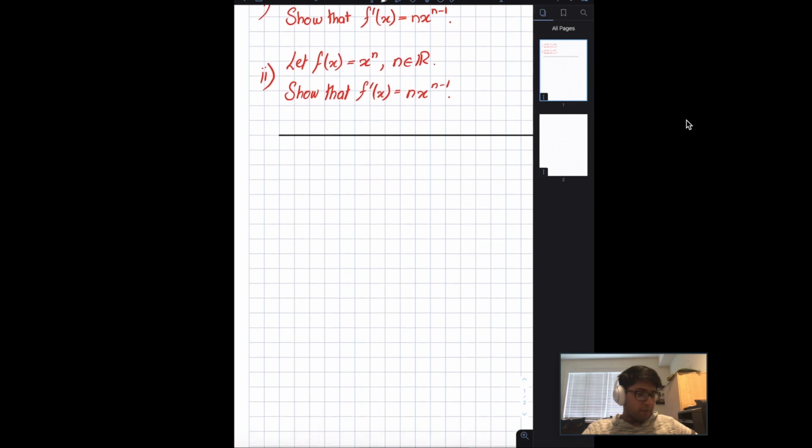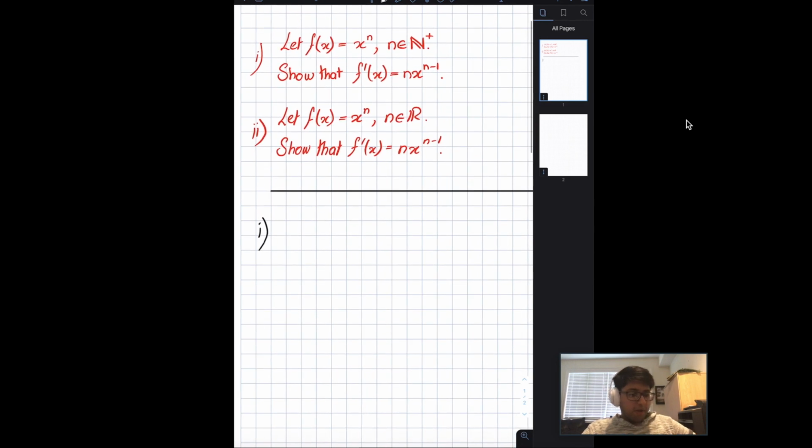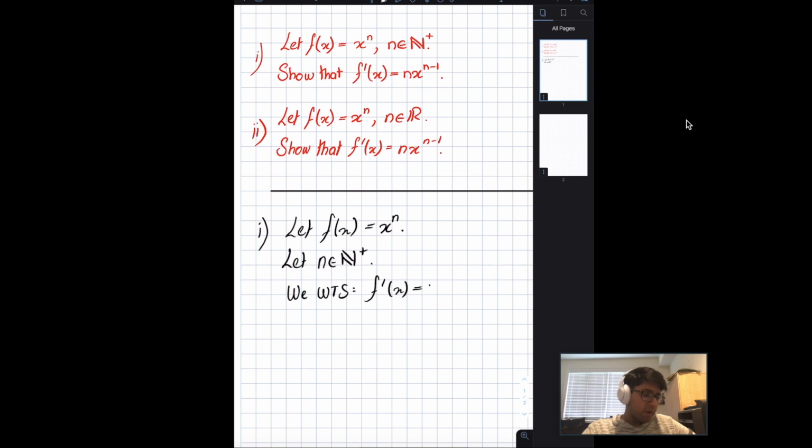There are a couple of ways to solve this first question. I'm actually only going to show you one of those ways, which I think is the simpler of the two methods. So once again, our function over here is x to the power of n, and n here is any positive natural number. And what we want to show over here is that the first derivative is equal to n times x to the power of n minus 1.